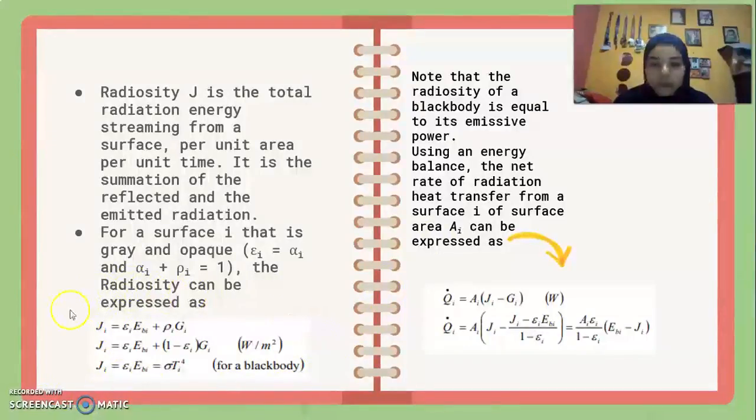For a black body, this is J i. Note that the radiosity of a black body is equal to its emissive power. Using an energy balance, the net rate of radiation heat transfer from a surface i of surface area A i can be expressed as this formula. You can see this formula.